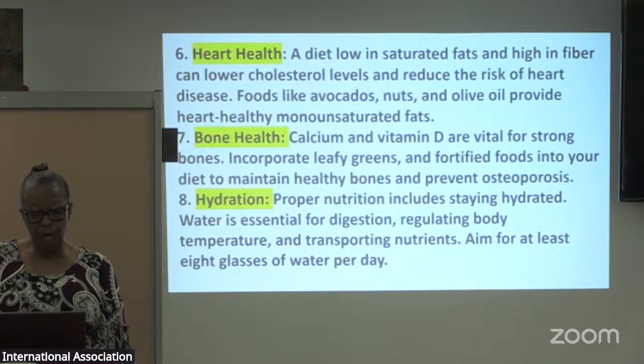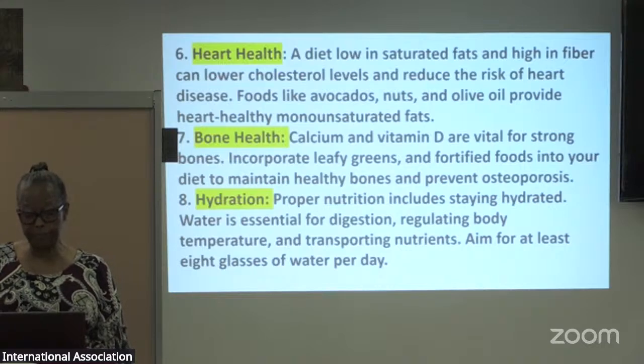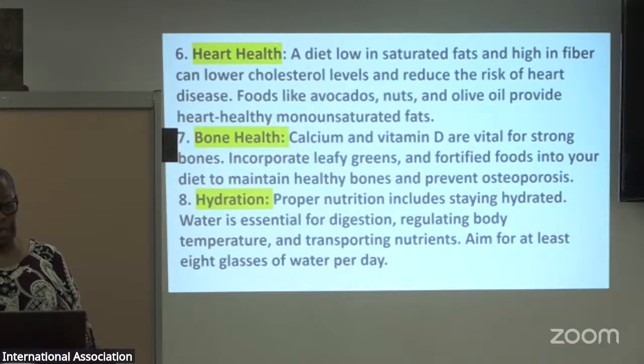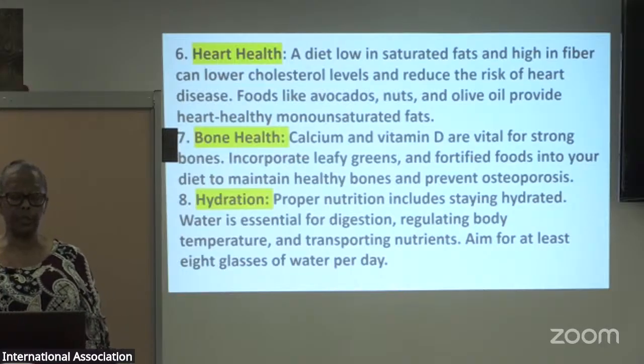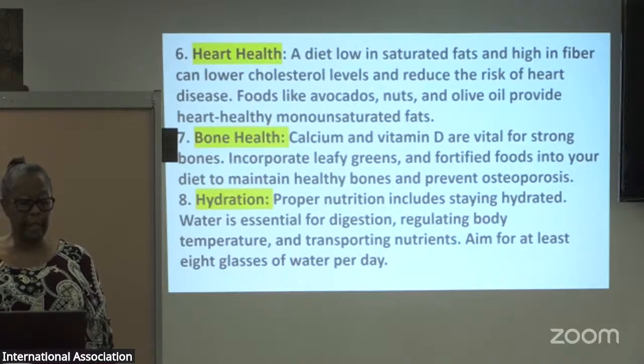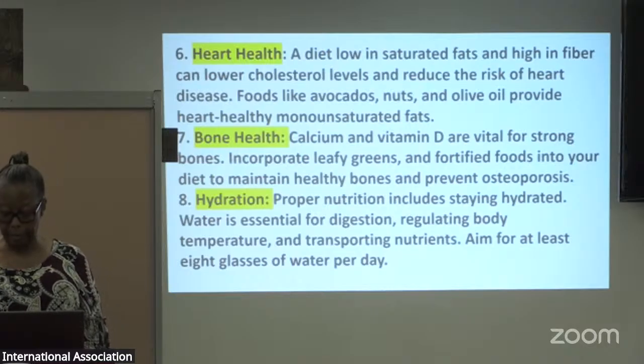Hydration. Proper nutrition includes staying hydrated. Water is essential for digestion, regulating the body temperature, and transporting nutrients. Aim for at least 8 glasses of water per day.